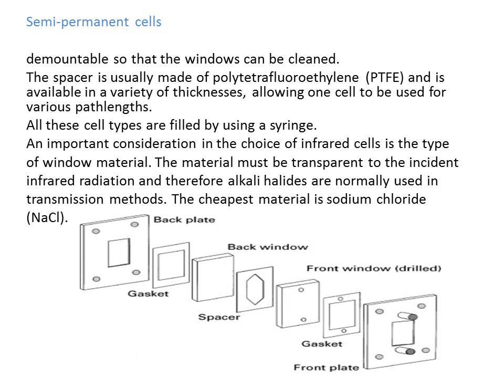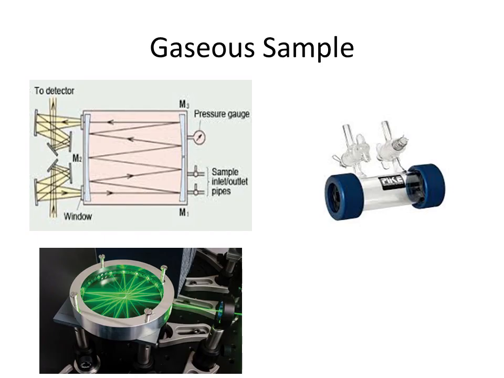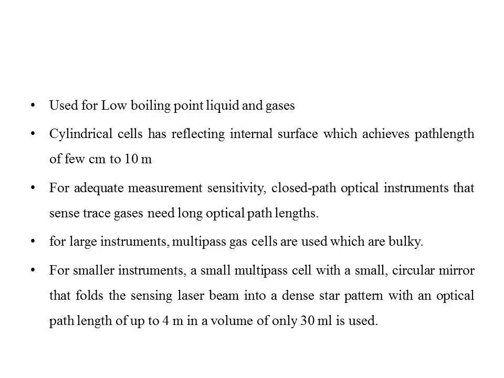This spacer is used for varying the path length. They are available in a variety of thicknesses. With this change in thickness, you can vary the path length, which we have seen. It is going to produce a dense star pattern. It can produce a path length up to 4 meters, and it is just going to use a small volume.